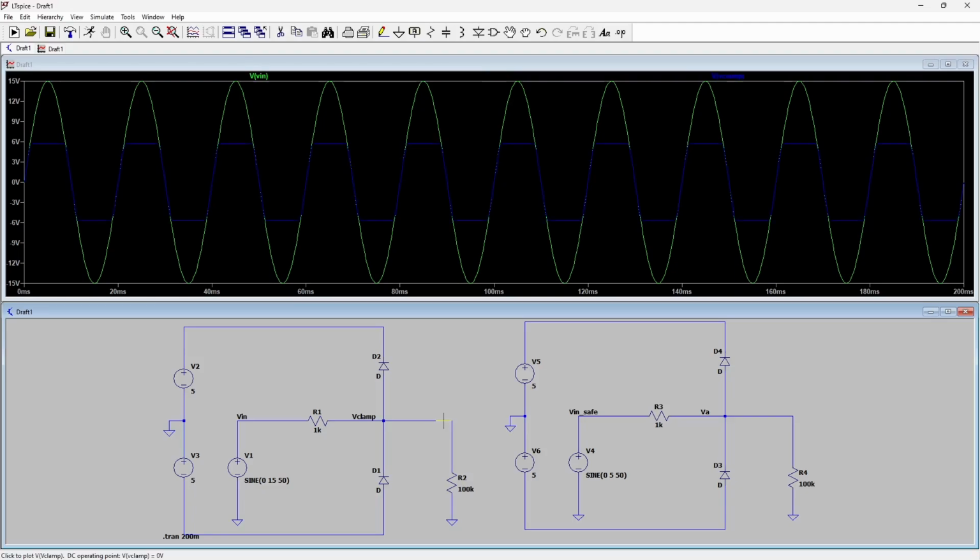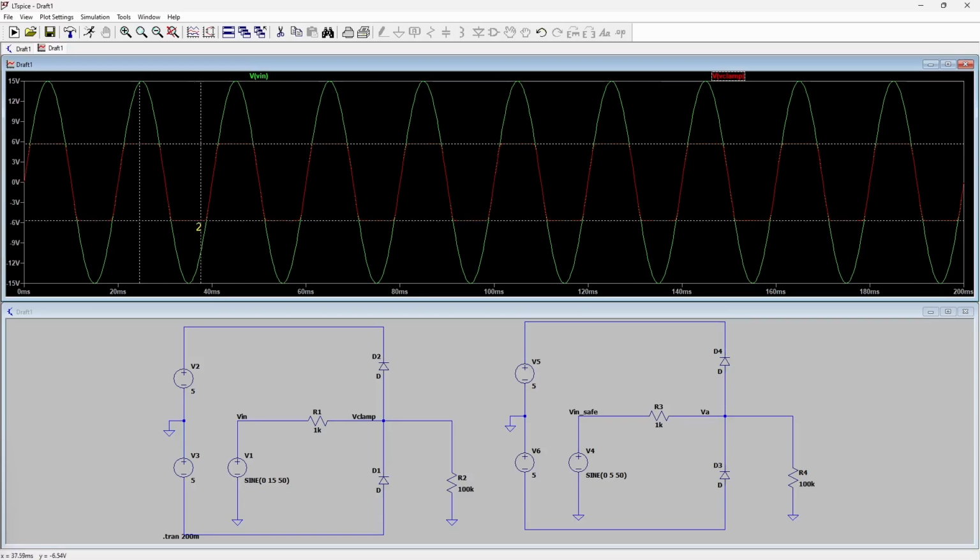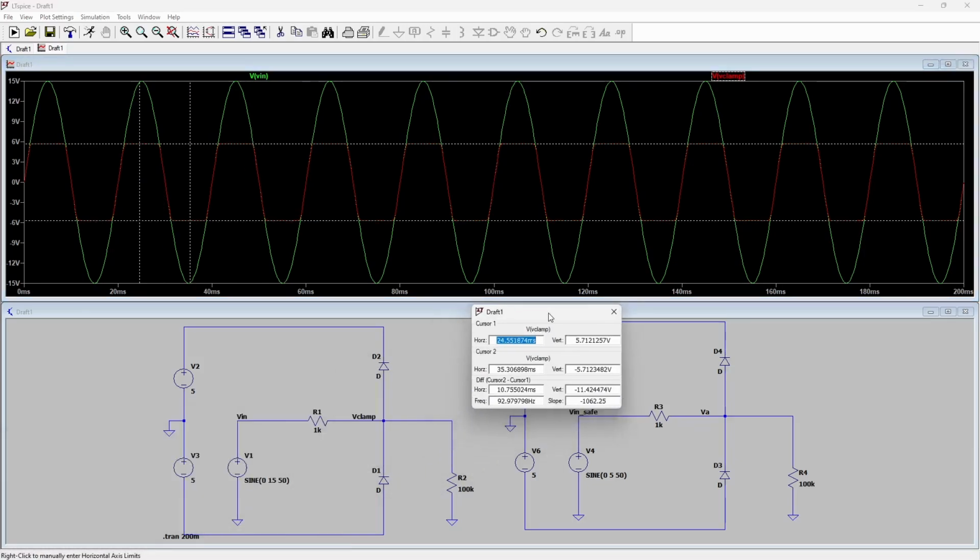The end result is that for the negative and positive parts of the input cycle, we get our voltage clamped to plus and minus 5.6 volts approximately. Obviously in this case it's 0.7 because LTSpice is using slightly different models to what's been suggested in the book.